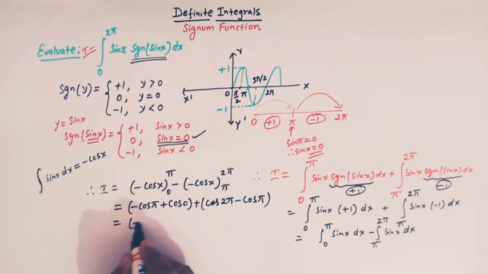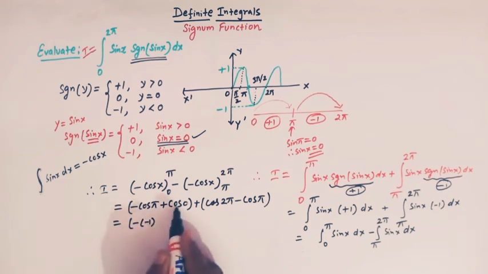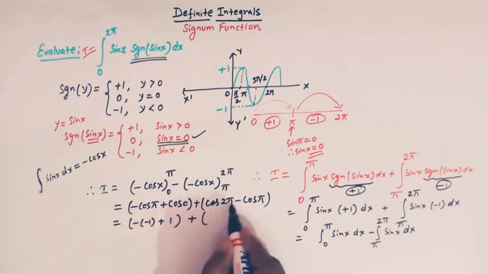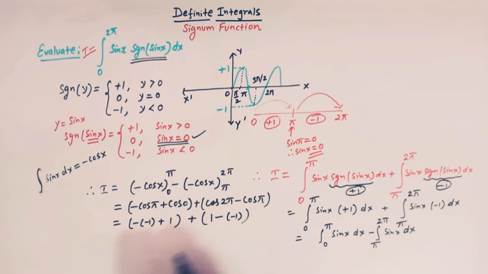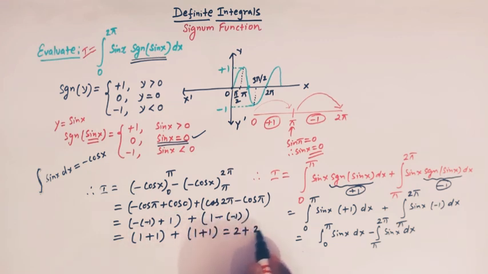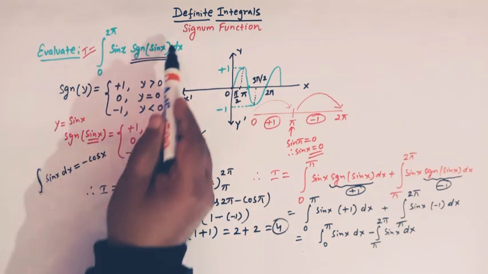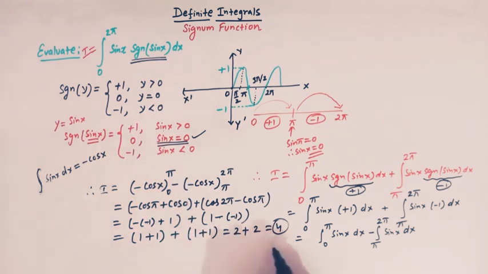Cos pi is minus 1, cos 0 is 1, cos 2 pi is 1, and cos pi is minus 1. So this gives 1 plus 1, and here we have 1 plus 1. So we have 2 plus 2, that is 4. So the value of this integral is equal to 4.